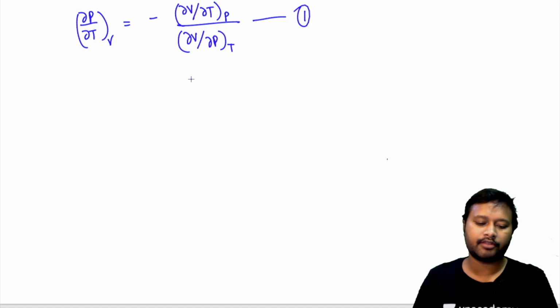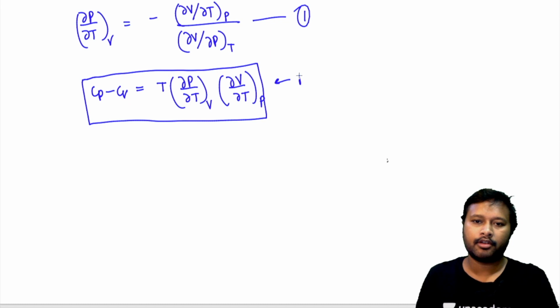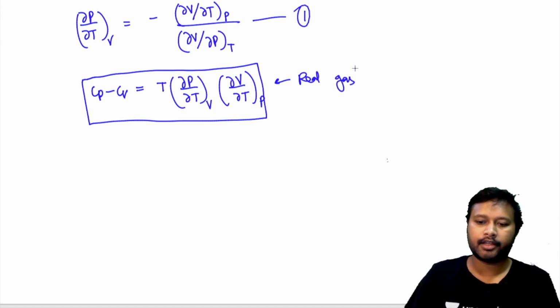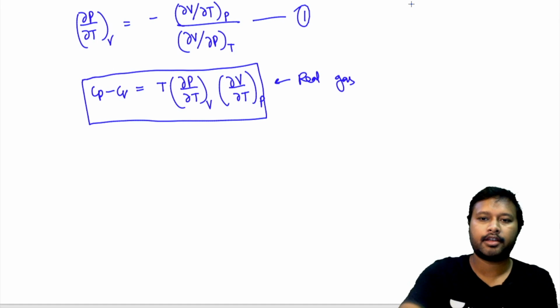Now one more thing which we already know is the value of Cp minus Cv for the real gas. So Cp minus Cv is equal to T del P by del T at constant V and del V by del T at constant P. In case you don't know, just remember this. This is the value for your real gas. By the way, I think this is a mistake in the question. It should be real gas. Okay, fine. Coming back to this.